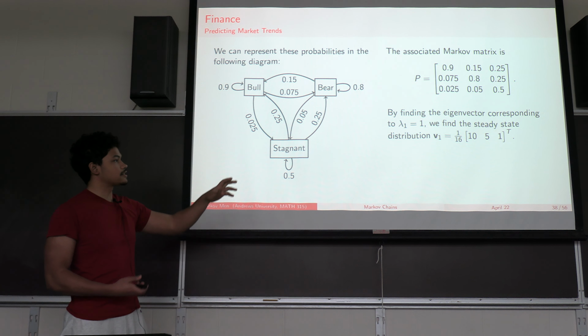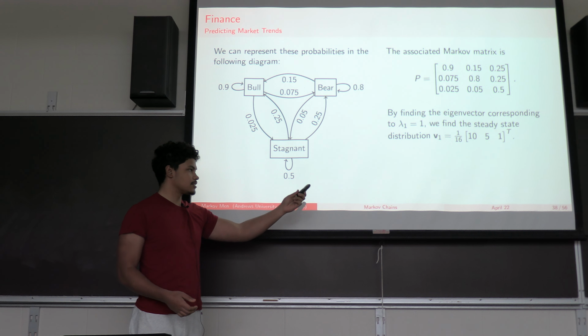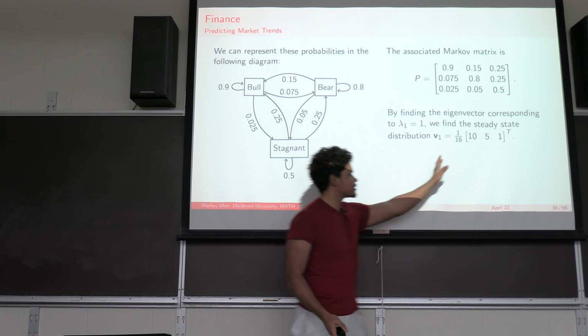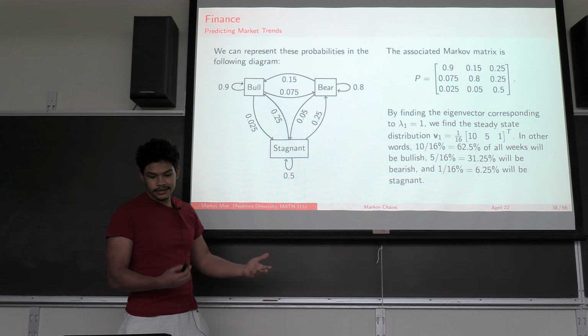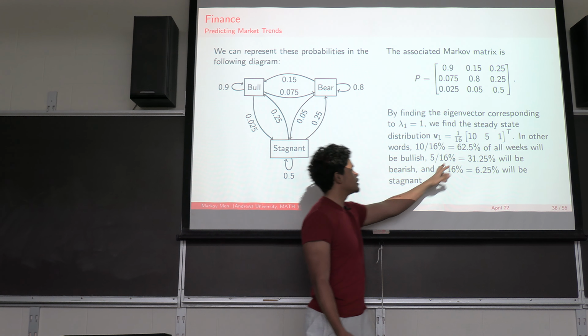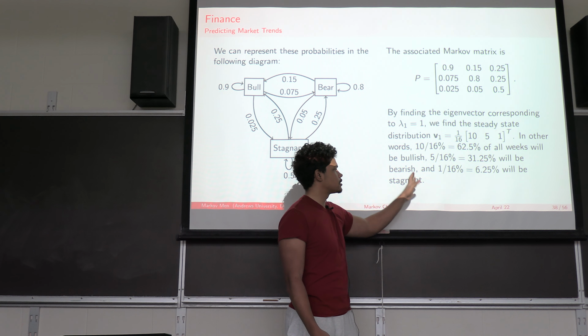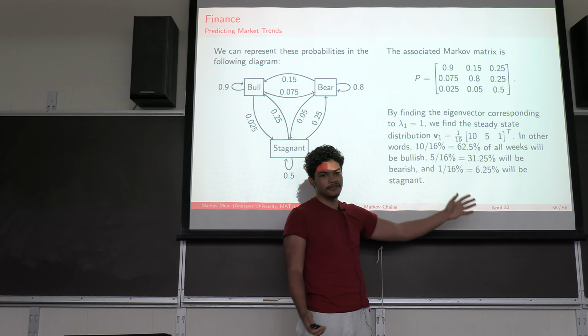So we find the eigenvector corresponding to lambda 1 equals 1 for this matrix yet again, and we get the steady state distribution, which is going to be 1/16 of this vector right here. So we just factor out a 16th in this case. What this tells us is that given our probabilities, just for the example, 62.5% of all weeks will be bullish, 31.25% will be bearish, and 6.25% will be stagnant. So the idea is essentially we can just apply Markov chains to a lot of financial examples, and it allows us to make some really key insights and key claims about situations that we're looking at.